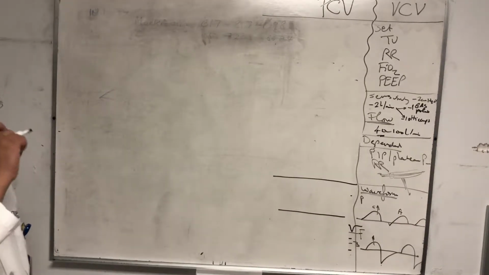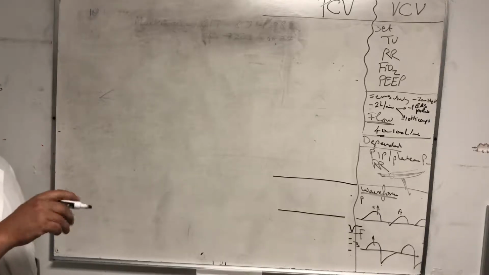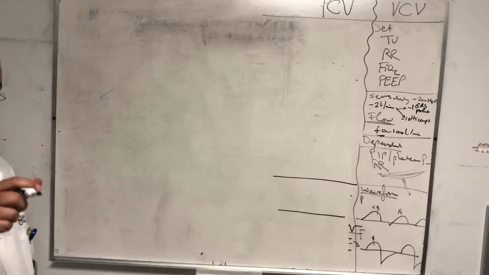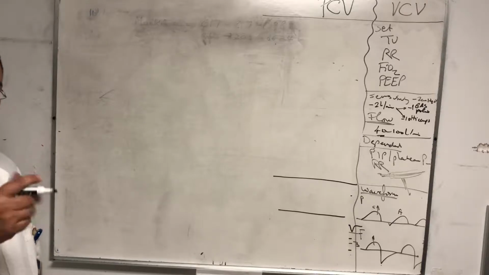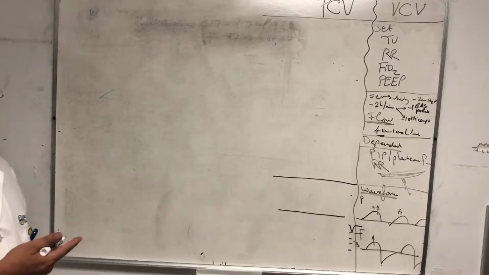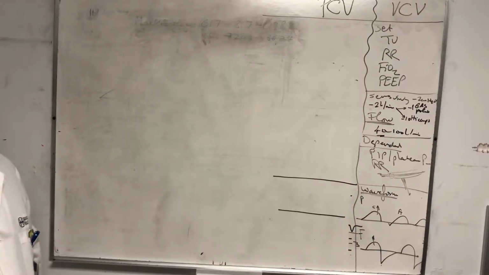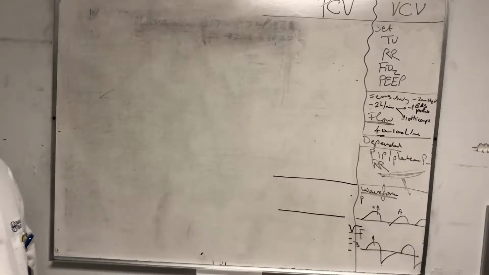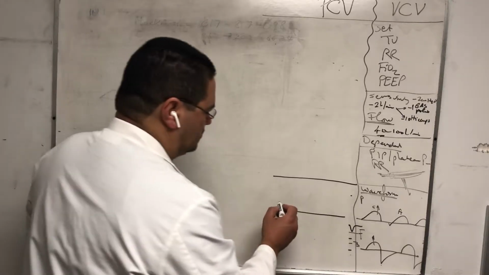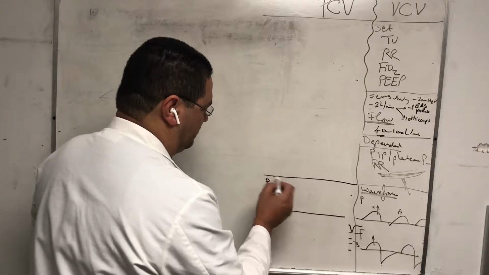So the point I want to make is that you have to know how many parameters you need to think about when you're writing these orders. So for volume control 4, for pressure control 5, for SIMV 5, for APRV and bi-level it is 6, right? So we'll start with the pressure waveform and we'll see.